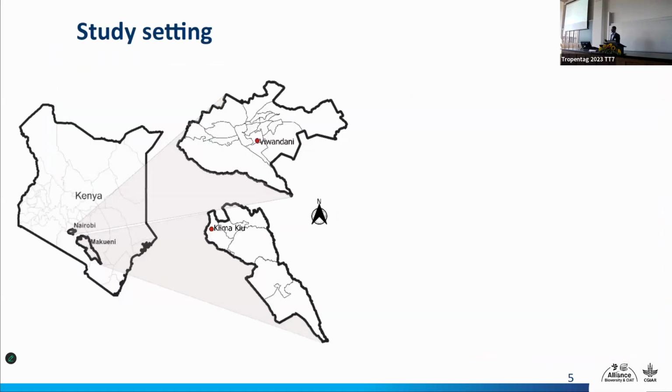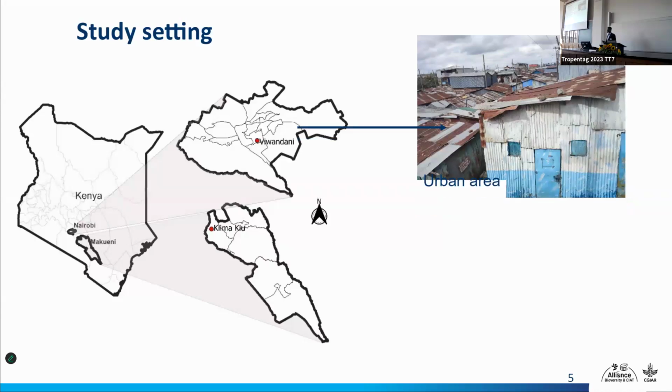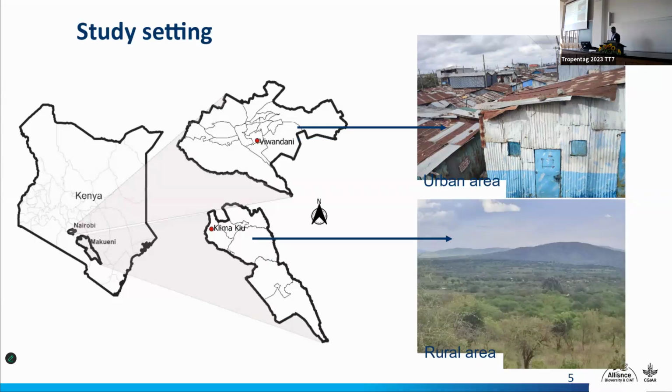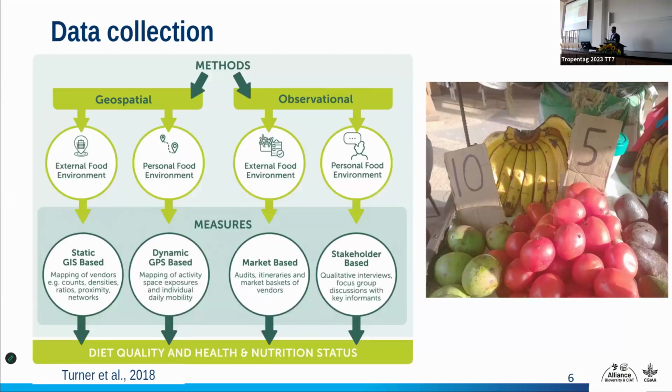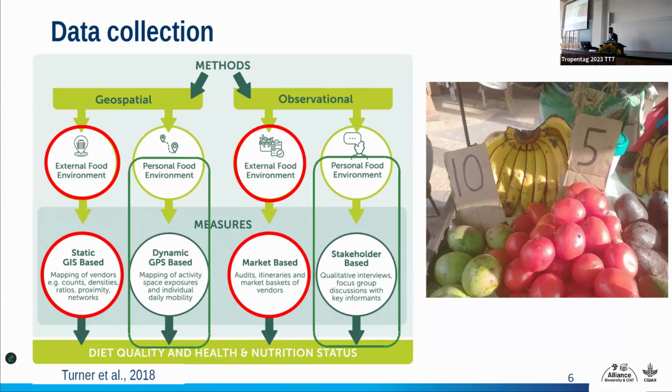This study was conducted in Kenya in 2 distinct areas: Nairobi, the capital, to represent urban, and in Nairobi we selected Viwandani, which is an informal settlement, and Makueni to represent rural setup, and in Makueni we selected Kimakiu, which represented a typical rural setting in Kenya. In terms of our methodology, we collected data at 2 levels: geospatial, where we collected the GPS coordinates of the outlets selling the food, and then data on what was sold at the vendor level. We collected personal data, but it will not be presented here.